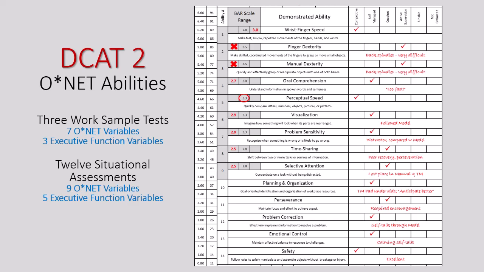Moving on to problem correction and emotional control, Susan rated Joanna at the self-managed level. For problem correction, Susan noted that Joanna used self-talk to walk herself through the model as an aid in the assembly process. Similarly, Joanna used calming self-talk to maintain emotional control. Both of those were rated at the self-managed level by Susan. Finally, what most of us consider to be the most important executive dysfunction, a problem with safety, Joanna did not have any difficulty with. Susan rated her at the competitive level and commented that her safety was excellent.